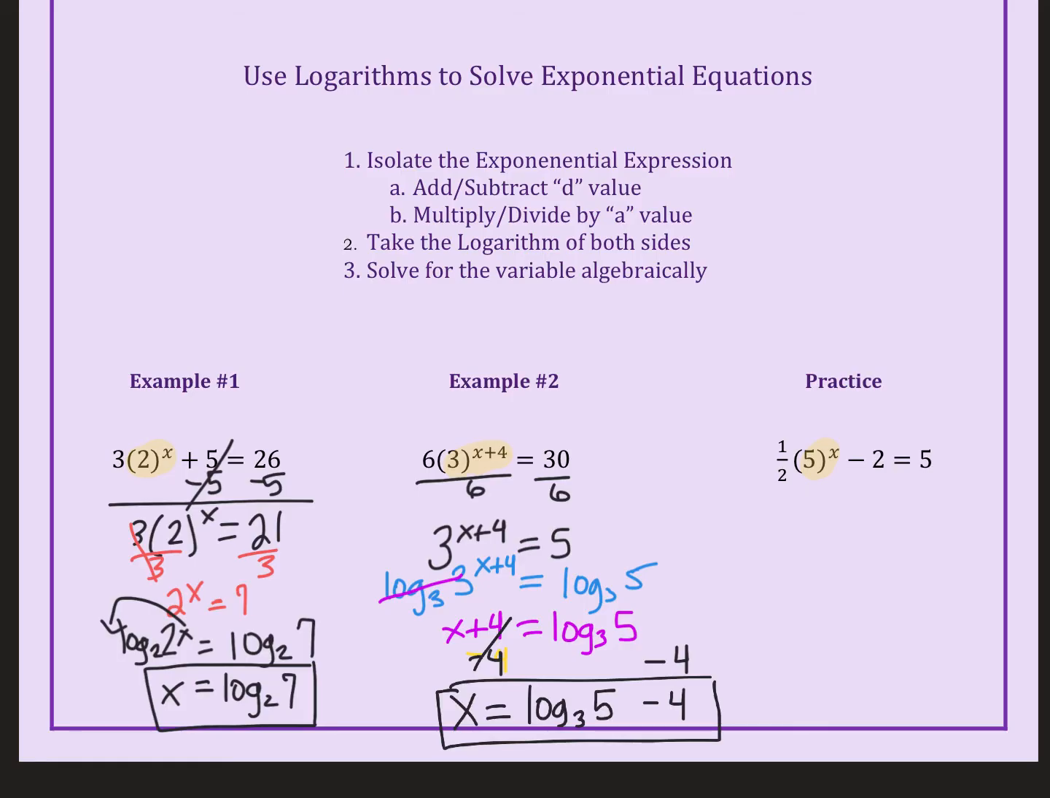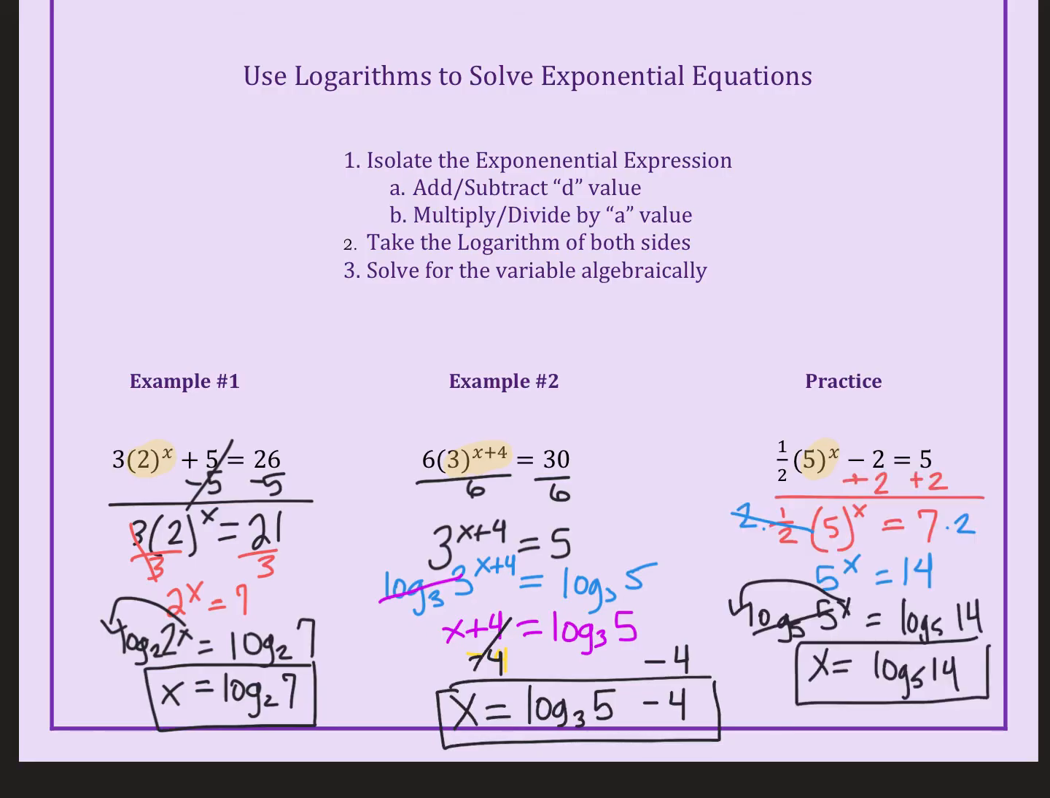Go ahead and pause this video here and try the practice question on your own. Okay, go ahead and check that work here. So I subtracted the 2 first, and then to move the a, I had to multiply by the reciprocal. So I got 5 to the x equals 14. Now, how do I bring this exponent down? I take the log base 5 of both sides, and I'm left with x equals log base 5 of 14.